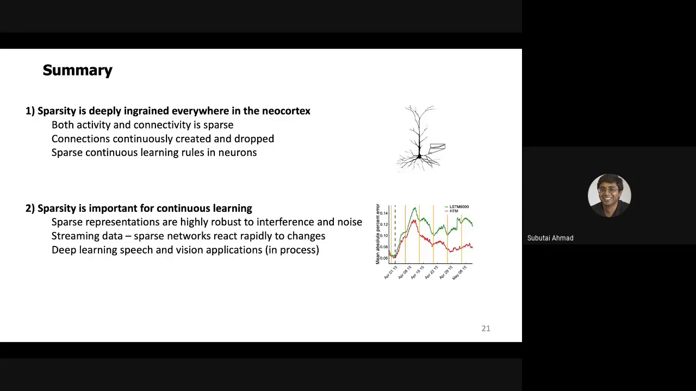And the second piece is that we think that for continuous learning, sparsity is actually critical. Sparse representations are highly robust to interference and noise. I showed in the context of streaming data that sparse networks can react very rapidly to changes in the statistics of the data set, much more rapidly than batch systems or dense systems. And we've started looking at deep learning in the context of speech and vision, which I didn't show today. This is very much in process, but the initial results are encouraging that sparsity could play a pretty big role there.